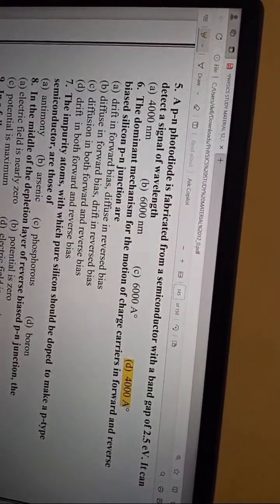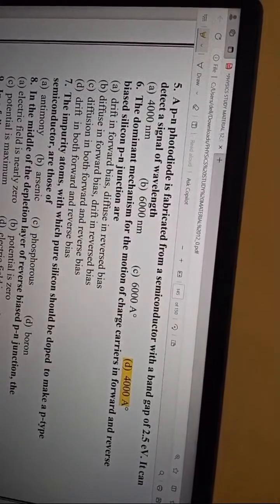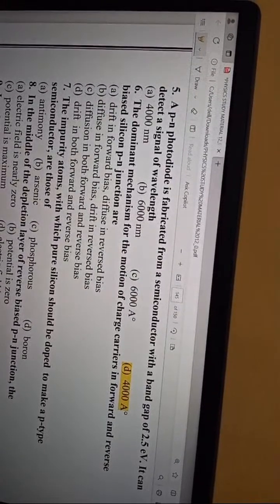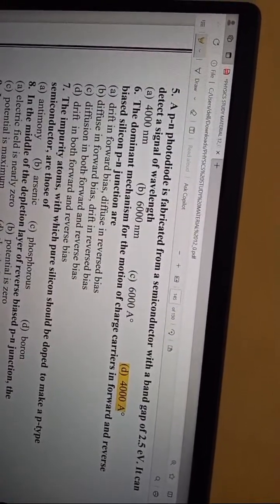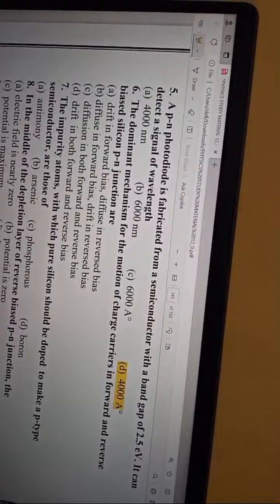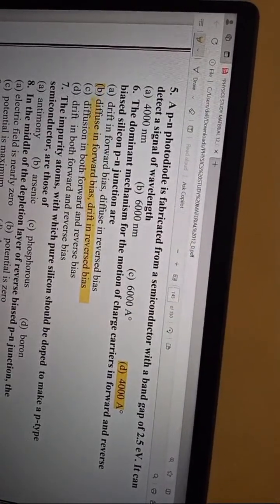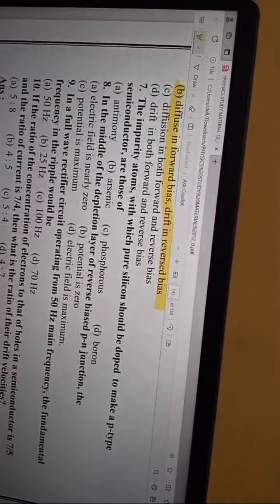The dominant mechanism for the motion of charge carriers in forward and reverse bias silicon PN junction are, and the correct answer is diffusion in forward bias and drift in reverse bias.